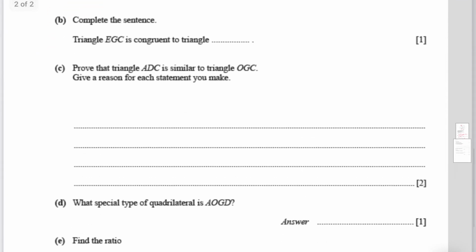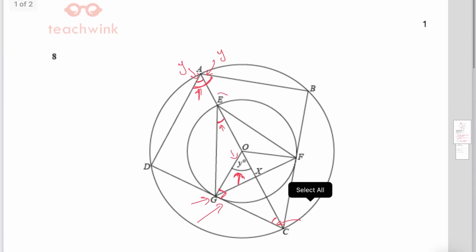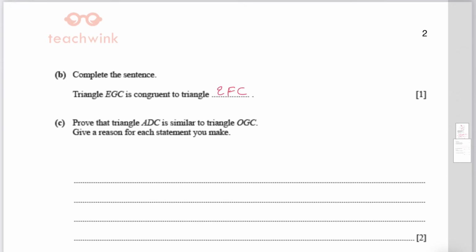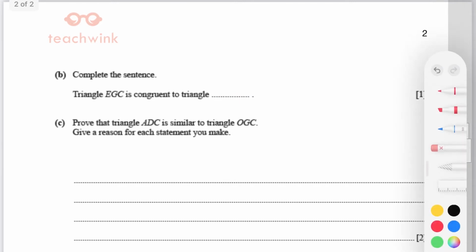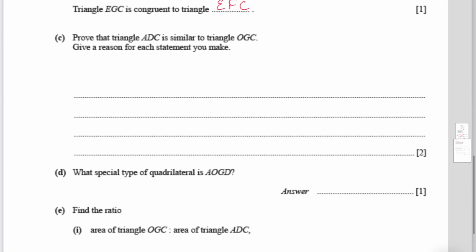The next part of this question says, complete the sentence, the triangle EGC is congruent to triangle what? So EGC, where is EGC? E, G and C is of course congruent to E, F and C. So you write E, F, C. Okay, the next part of the question says, prove that triangle ADC is similar to triangle OGC.